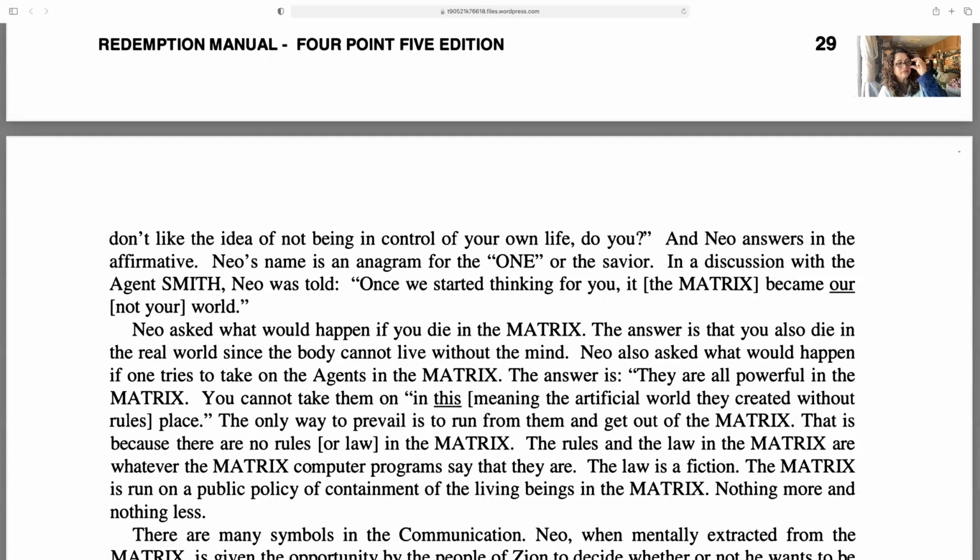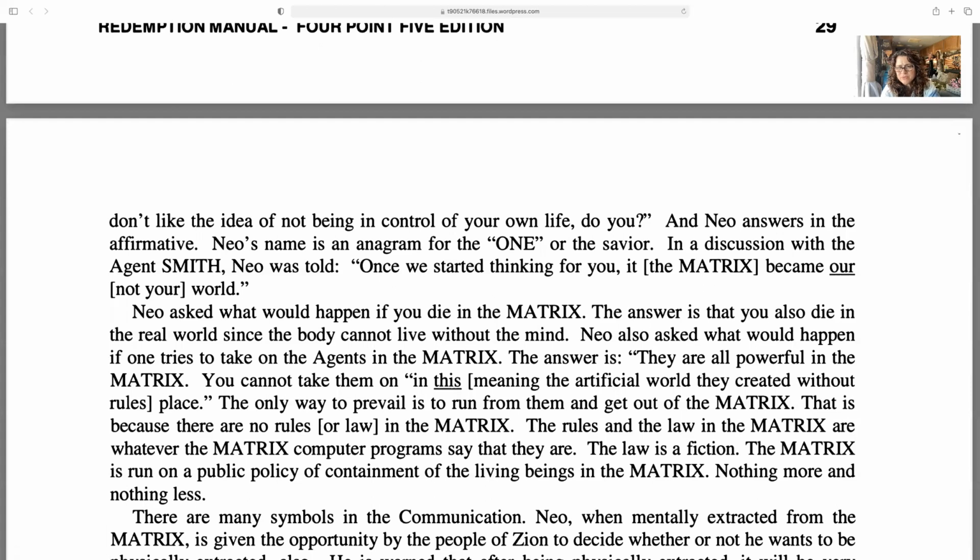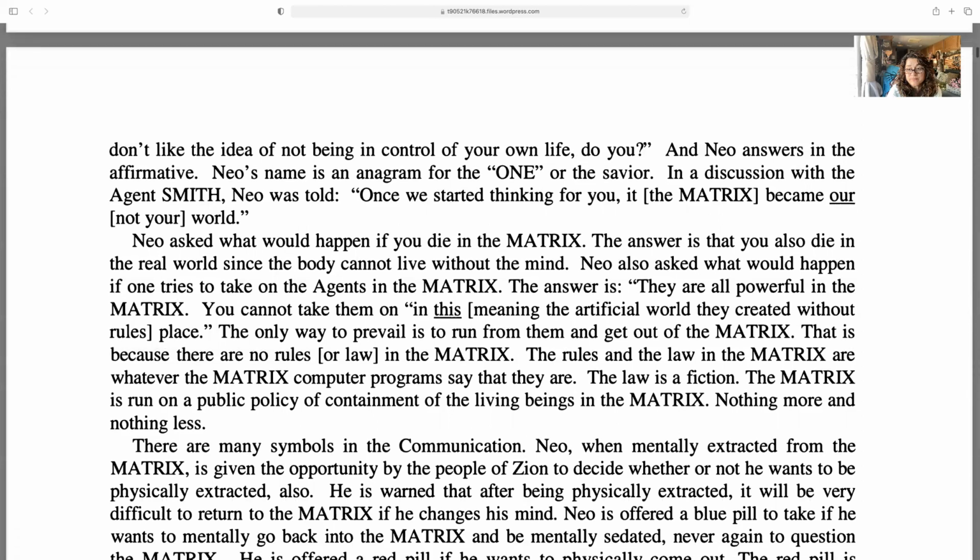Neo asked, what would happen if you die in the Matrix? The answer is that you also die in the real world, since the body cannot live without the mind. Neo also asks, what would happen if one tries to take on the agents in the Matrix? The answer is they are all powerful in the Matrix. You cannot take them on in this artificial world they created without rules. The only way to prevail is to run from them and get out of the Matrix.